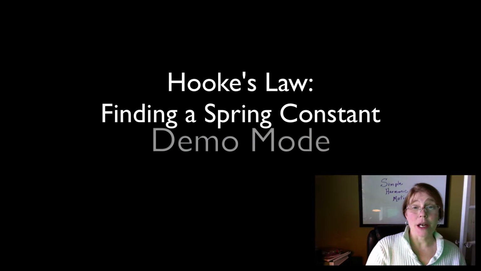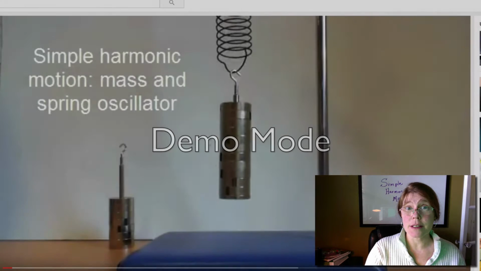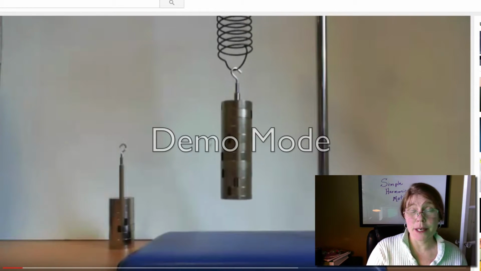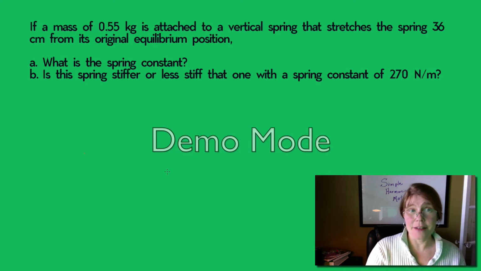We're going to look at a Hooke's Law question today. Hooke's Law tells us about how forces are related to the stretchiness of springs, or the spring constant, and the distance that they stretch. So in this problem, it says if a mass of 0.55 kilograms is attached to a vertical spring that stretches the spring 36 centimeters from its original equilibrium position, what is the spring constant?